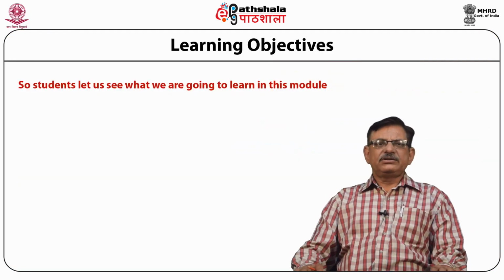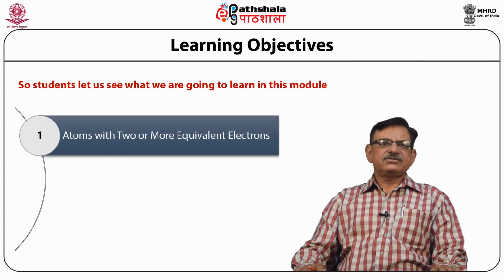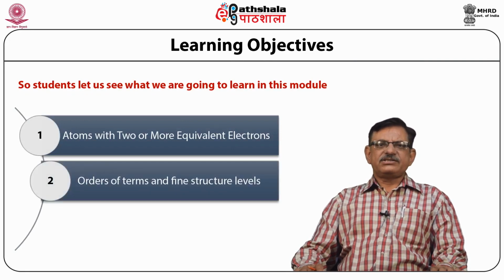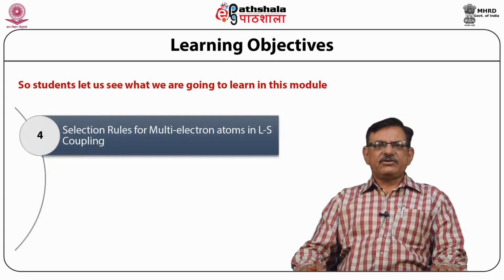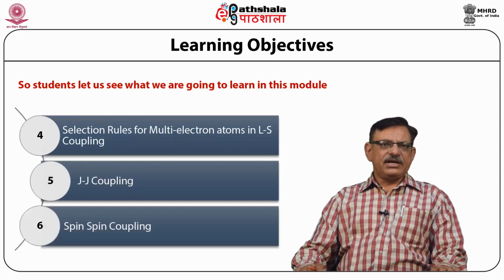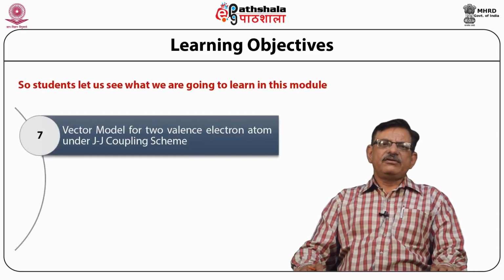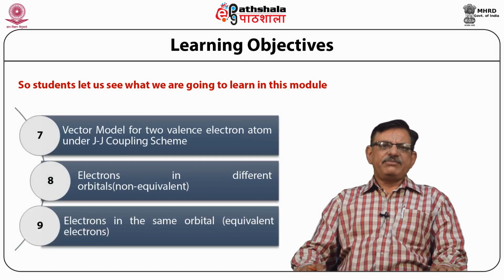You will be able to learn about the various coupling schemes, atoms with two or more equivalent electrons, orders of terms and fine structure levels, vector model for two valence electron atom under the LS coupling scheme, selection rules for multi-electron atoms in LS coupling and JJ coupling, spin-spin coupling as well, vector model for two valence electron atom under JJ coupling scheme, electrons in different orbitals as non-equivalent and electrons in the same orbital, that means equivalent electrons.